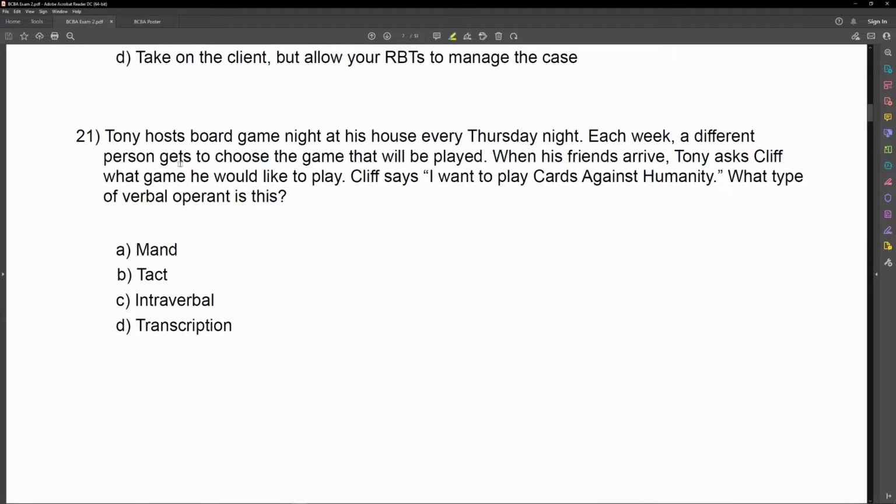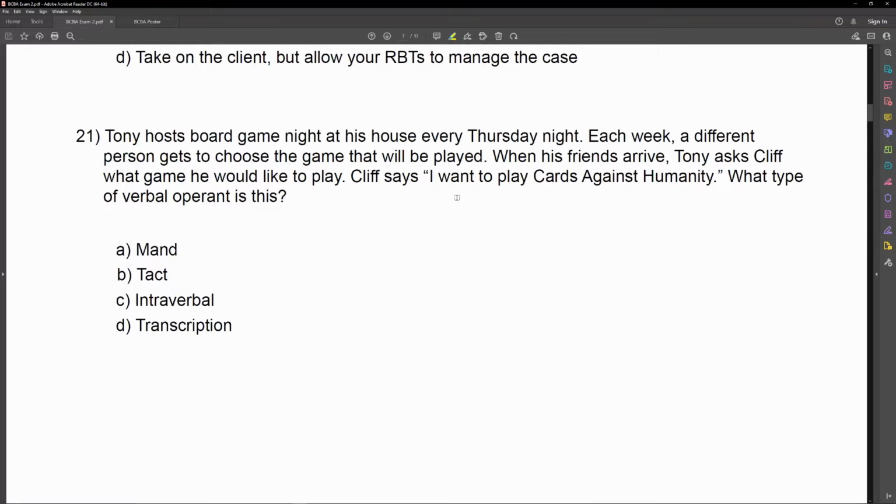21. Tony hosts board game night at his house every Thursday night. Each week, a different person gets to choose the game that will be played. When his friends arrive, Tony asks Cliff what game he would like to play. Cliff says, "I want to play Cards Against Humanity." What type of verbal operant is this?